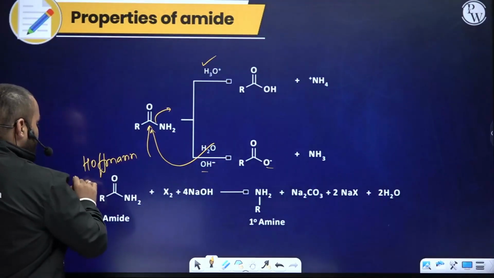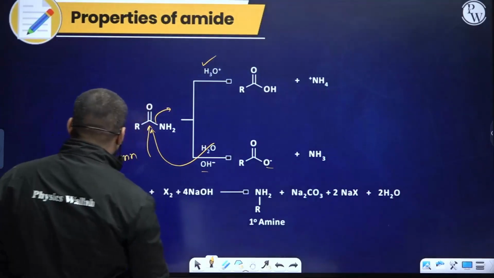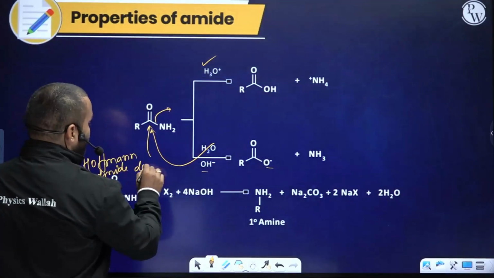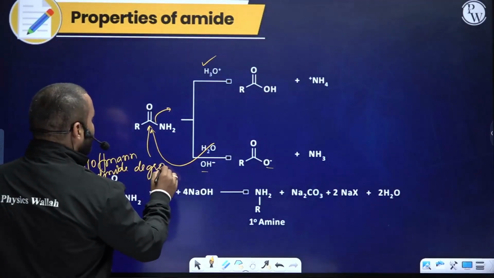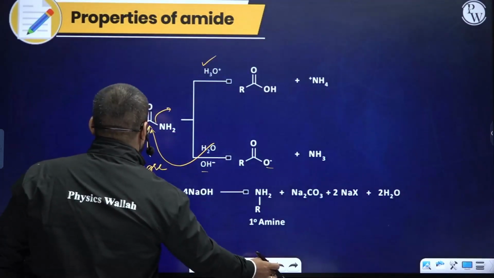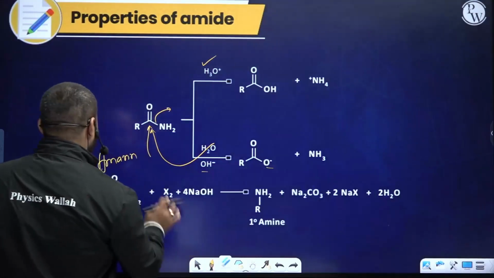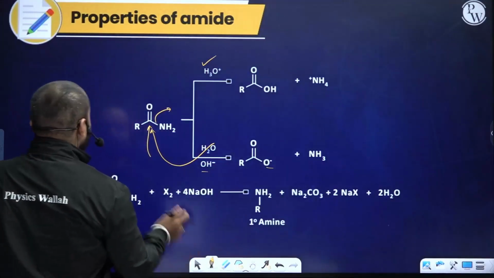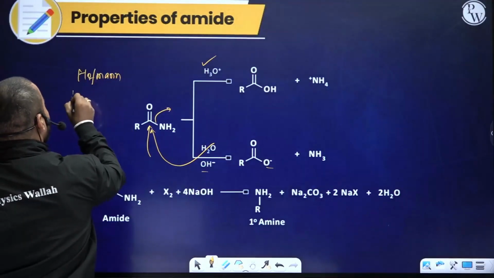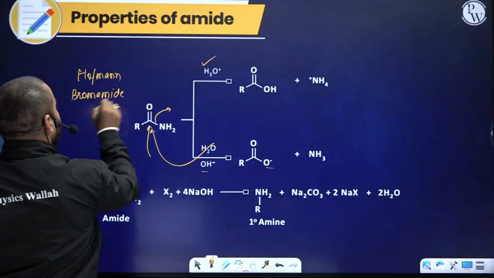Hofmann bromamide degradation reaction. Why is it called a degradation reaction? Because you are degrading the molecule. Let me write it on the top somewhere here. Hofmann bromamide degradation reaction.